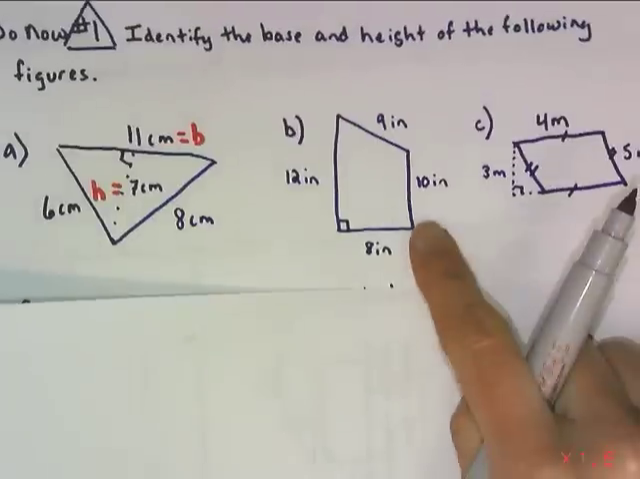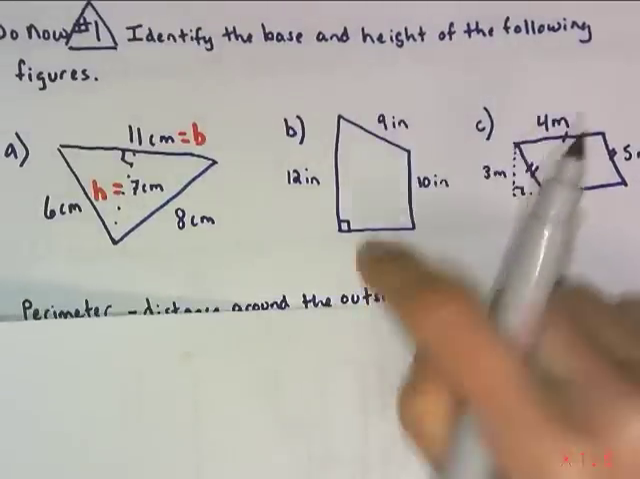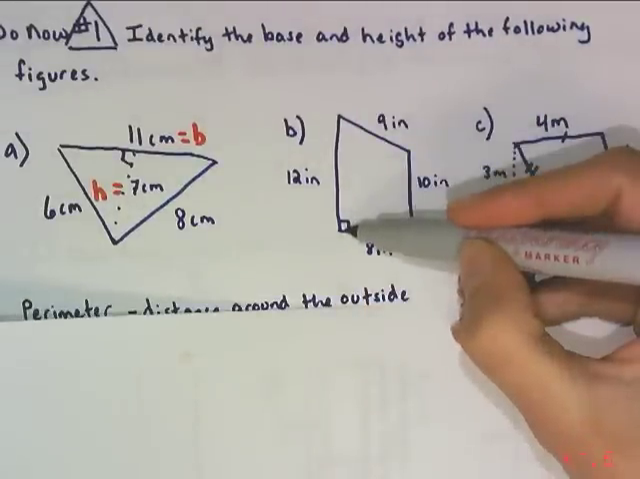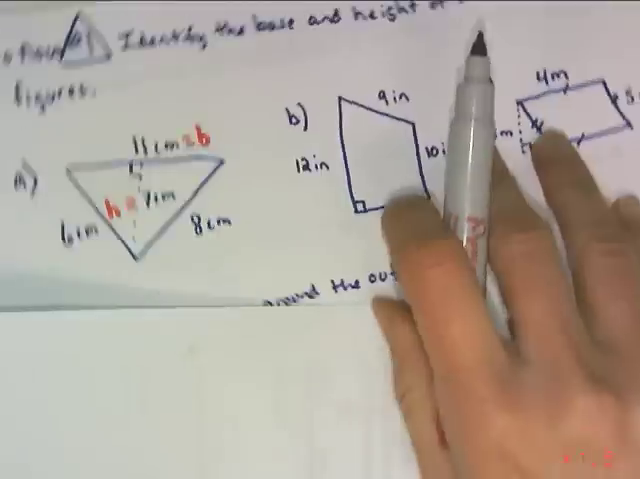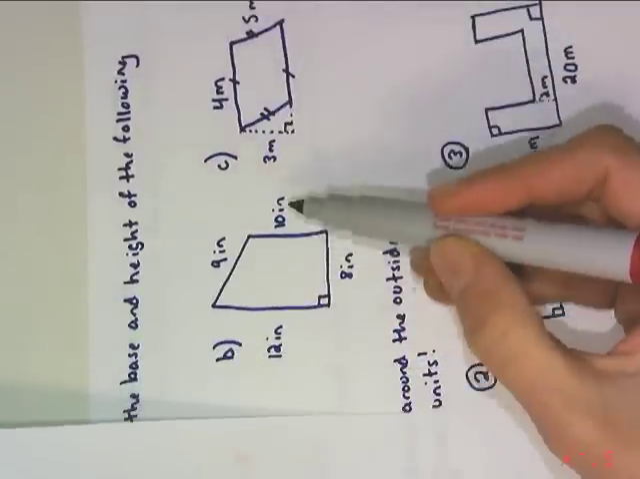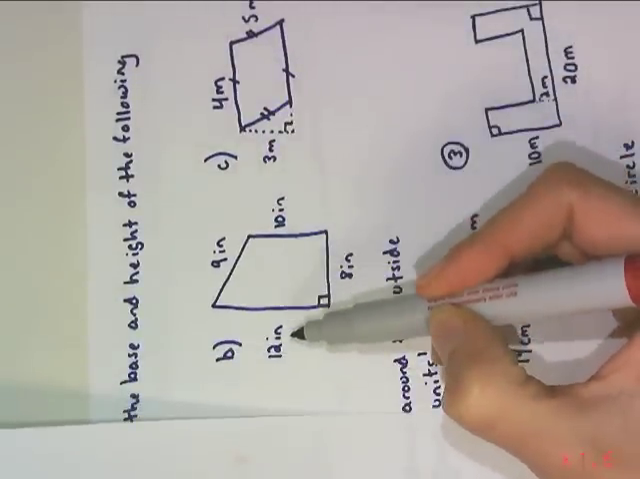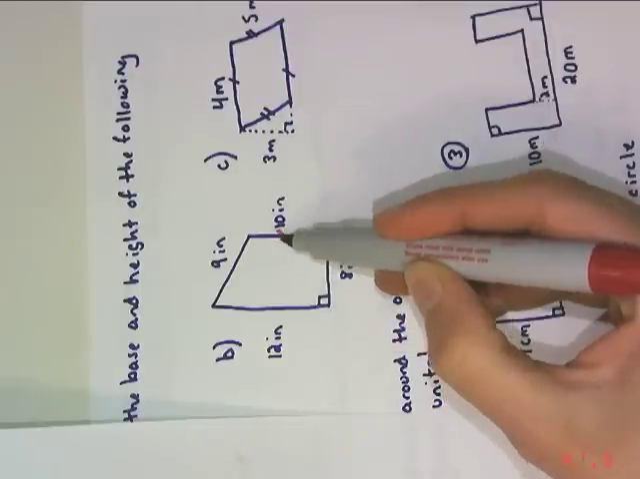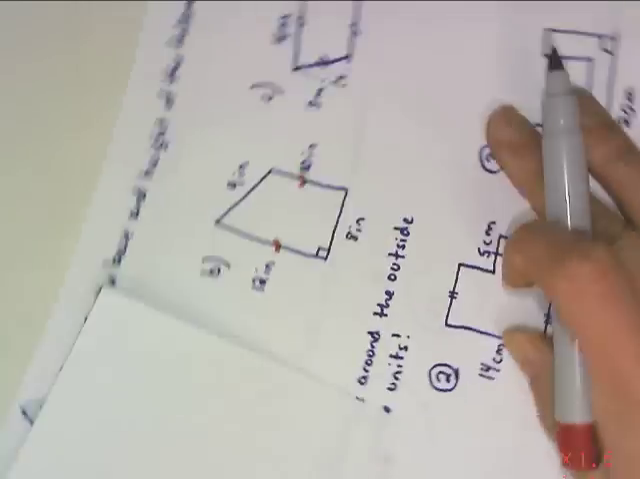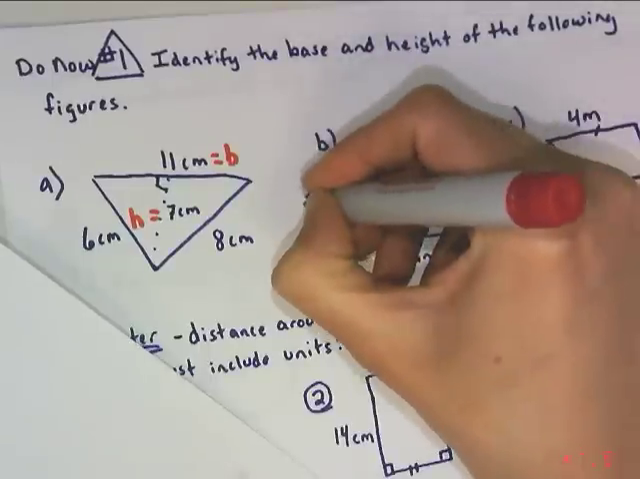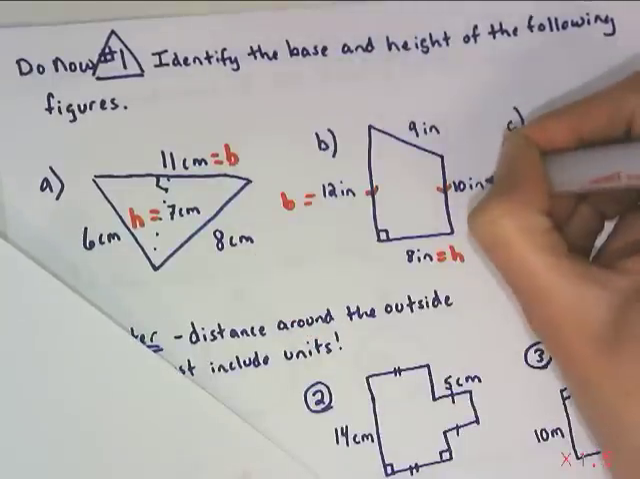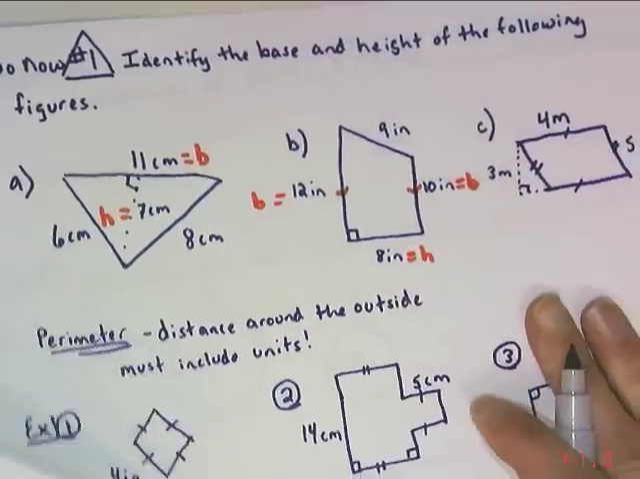Right? On B, again, I have another trapezoid, and I have a right angle here, and the height is the distance between the two bases. So really, if I had rotated this, this is your typical trapezoid. 10 and 12 are our bases because they are parallel to each other. Therefore, 8 is our height. So 8 is the height. 10 and 12 are both bases. So we have a base that is 12 and a base that is 10.